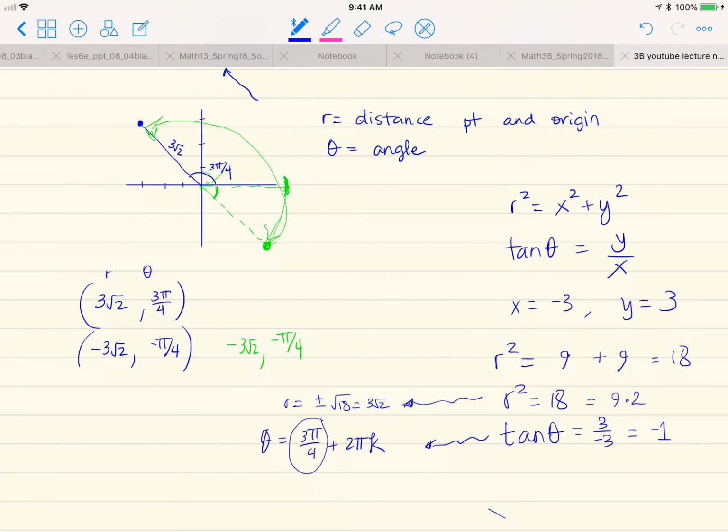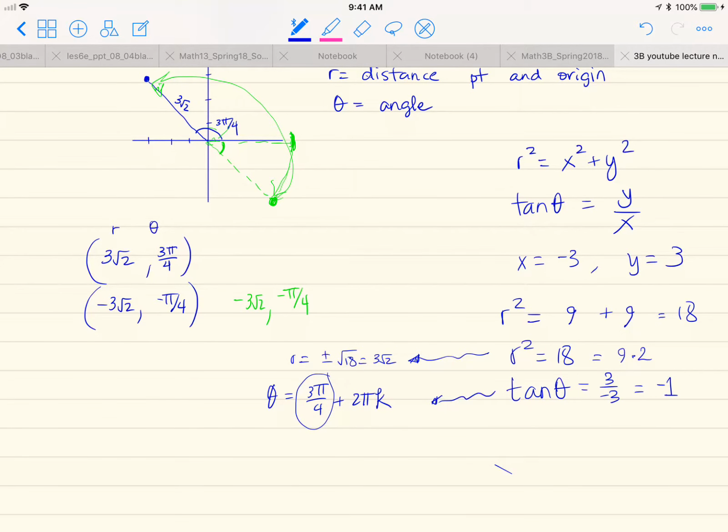Now we could also have, let's go ahead and throw this in here. We could have 3 root 2, and instead of pi over 4, we could have 3 pi over 4 plus 2 pi, right, which would be 11 pi over 4.